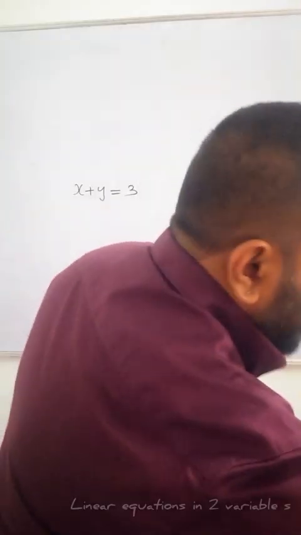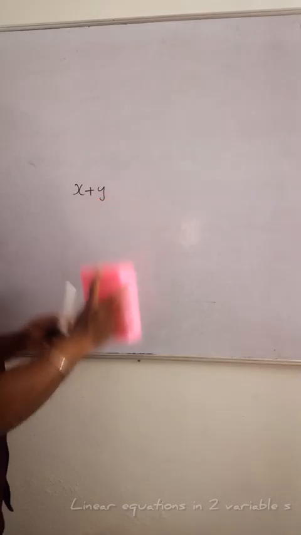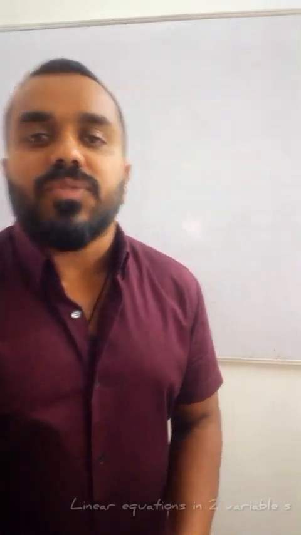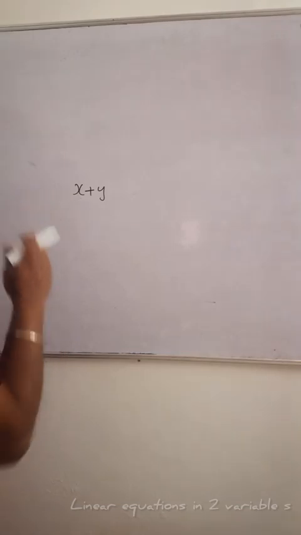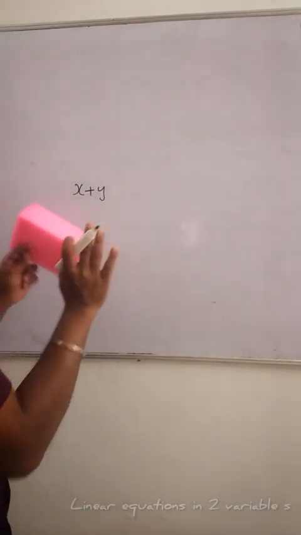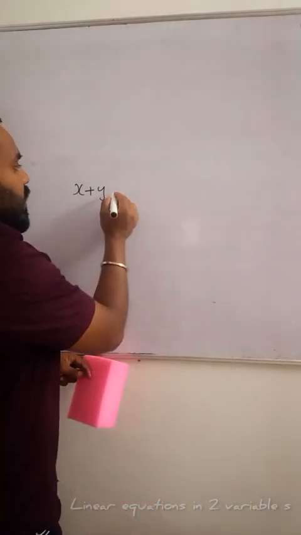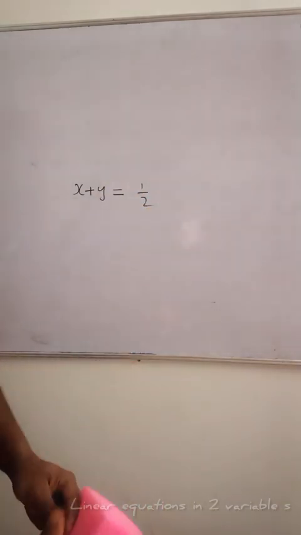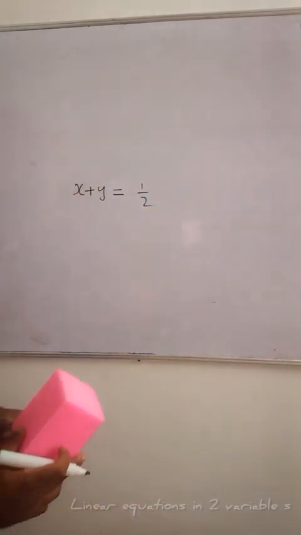For example, if you write an expression like x plus y, it's an algebraic expression, but it's not an equation. Why can you not treat it as an equation? Because it does not consist of an equality sign. But when you write it as x plus y is equal to 1 by 2, it becomes an equation. It should consist of an equality sign.